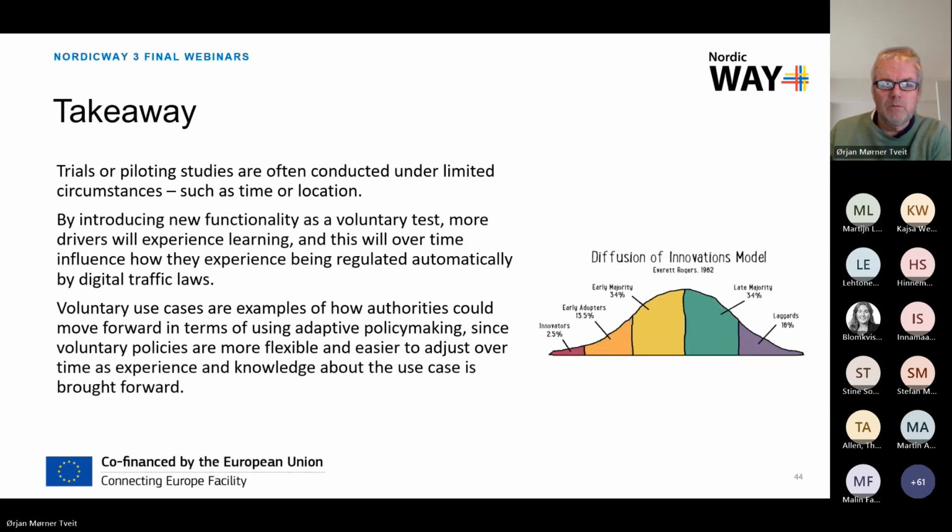And my final slide today is the takeaway. Trials or piloting studies are often conducted under limited circumstances, such as time and location. By introducing new functionality as a voluntary test, more drivers will experience learning, and this will over time influence how they experience being regulated automatically by digital traffic laws.